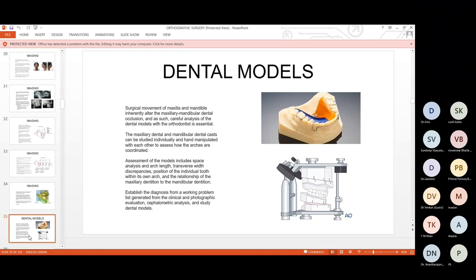This is an essential part of the orthognathic surgery, working with the dental models. So you always have these assessments of the models, including the space analysis and then the arch length. And then we establish the diagnosis from a working problem and then perform a mock surgery by mounting these dental models on the dental working stations.